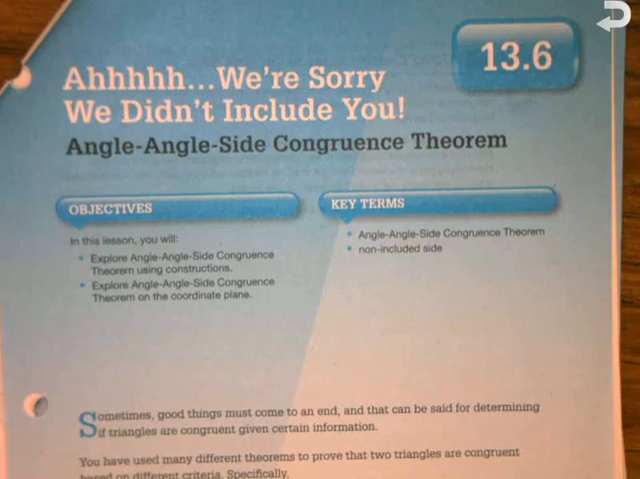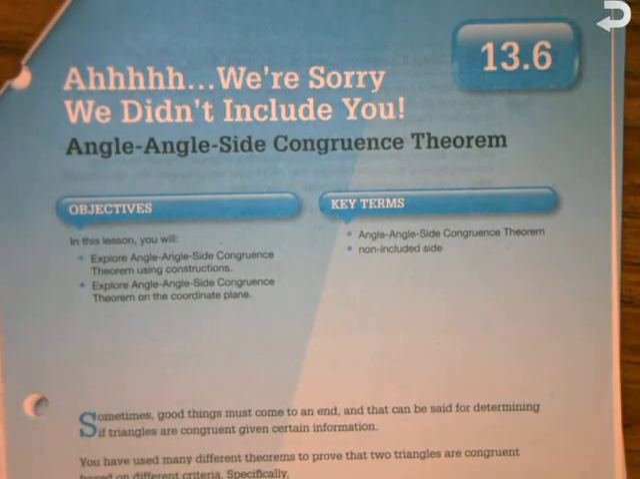So 13.6, last lesson of the unit. Actually, last lesson of the year. No, yeah. Because then after this we start reviewing for the finals. Okay? I know, we have to finish this one.